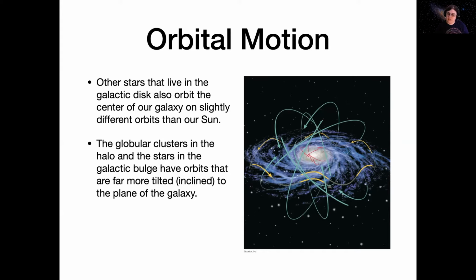When we look at the globular clusters or stars we think might be halo stars, those orbits are much more likely to be tilted. They're much more likely to cut across the disk, so we'll see them moving quite fast because they're doing something very different from what we, the sun, are doing. And the bulge is also a place where you might find stars in more tilted orbits.